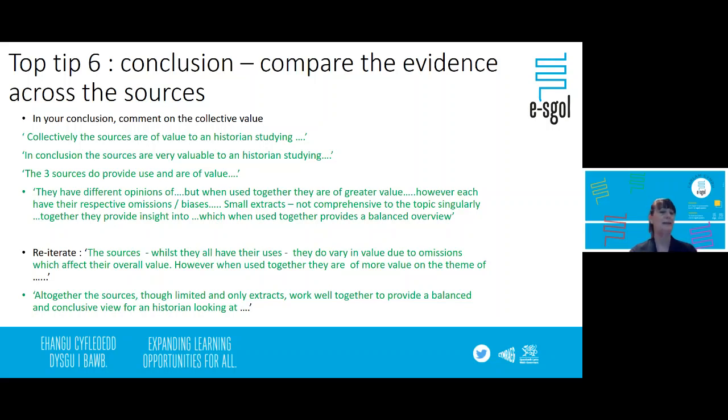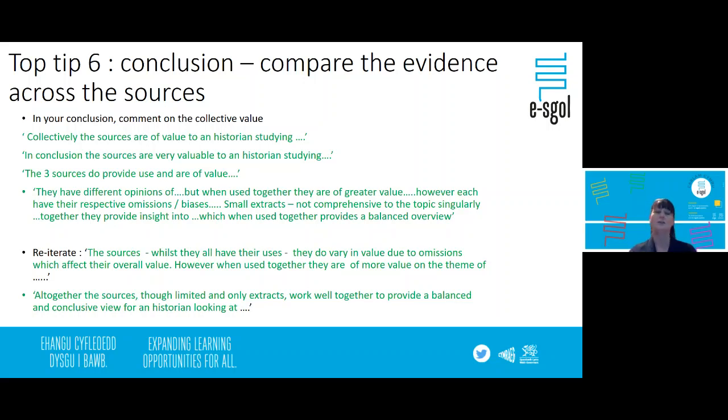So something like, collectively, the sources are of value to a historian studying. Or in conclusion, the sources are very valuable to an historian studying. Or the three sources do provide use and are of value. They may have different opinions of, but when they're used together, they are of greater value. However, each have their respective omissions or biases. They are small extracts, they're not comprehensive to the topic singularly, but together they provide insight into opposition or whatever the key issue is, which when used together provides a balanced overview.